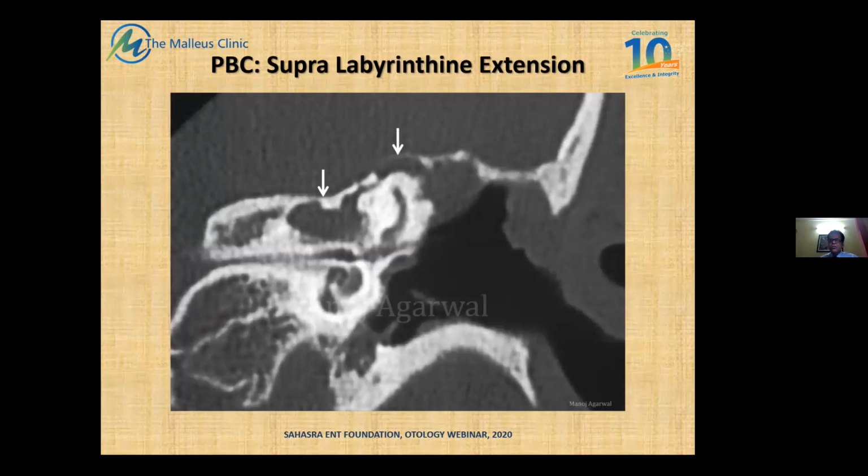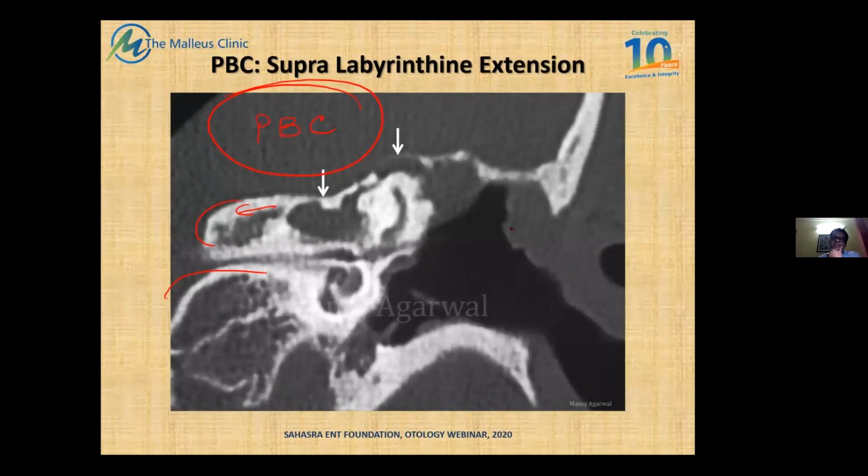What do we move on to now? As I said, we will move from the simpler to the more complicated diseases. This is what we call a petrous bone cholesteatoma, wherein the cholesteatoma, through the supralabyrinthine path, the infralabyrinthine path or the infracochlear path, spreads towards the petrous apex. This is the petrous apex over here.